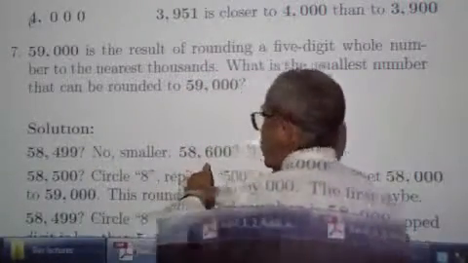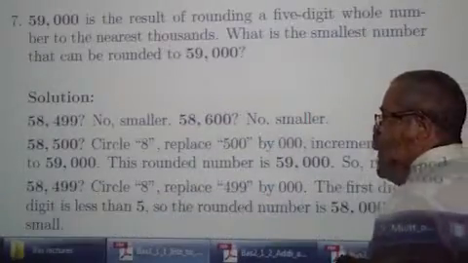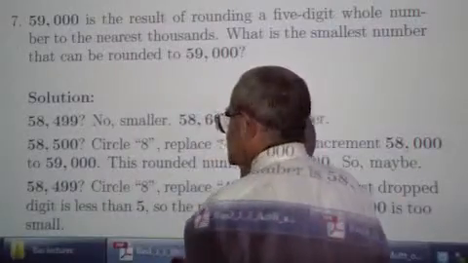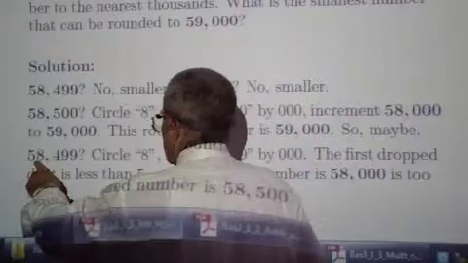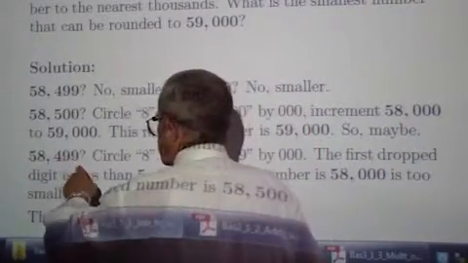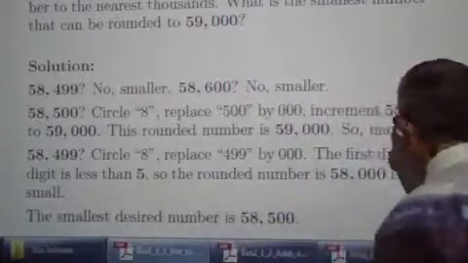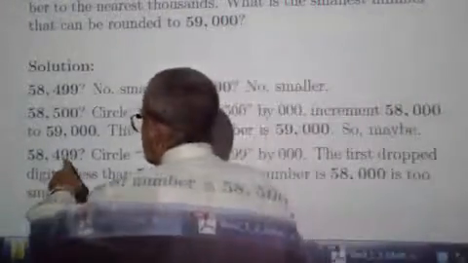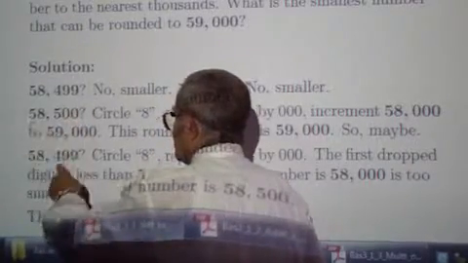Okay. How about 58,600? No again. You can go smaller than that. How about 59,499? You want to circle the 8 and you get zeros here. That's 58,000. That's too small. So sooner or later you're going to come to the number 58,499. Okay, 500 did not work.